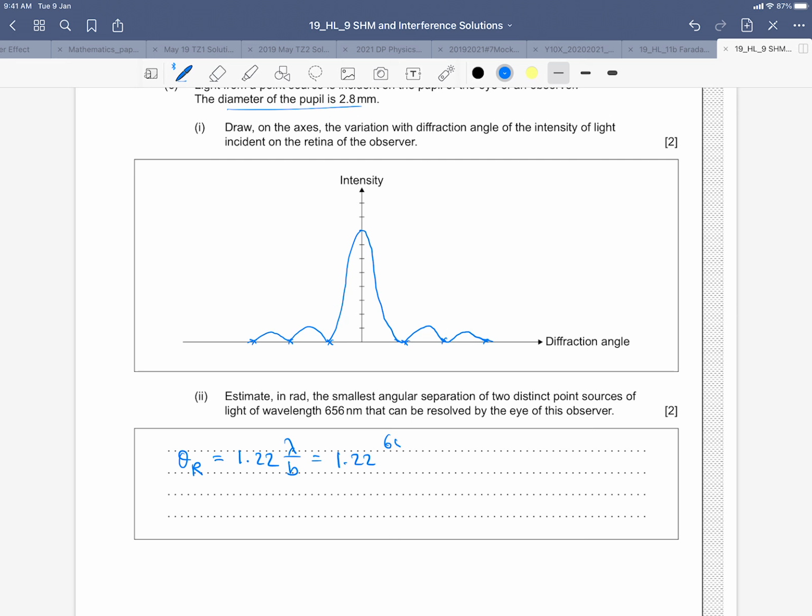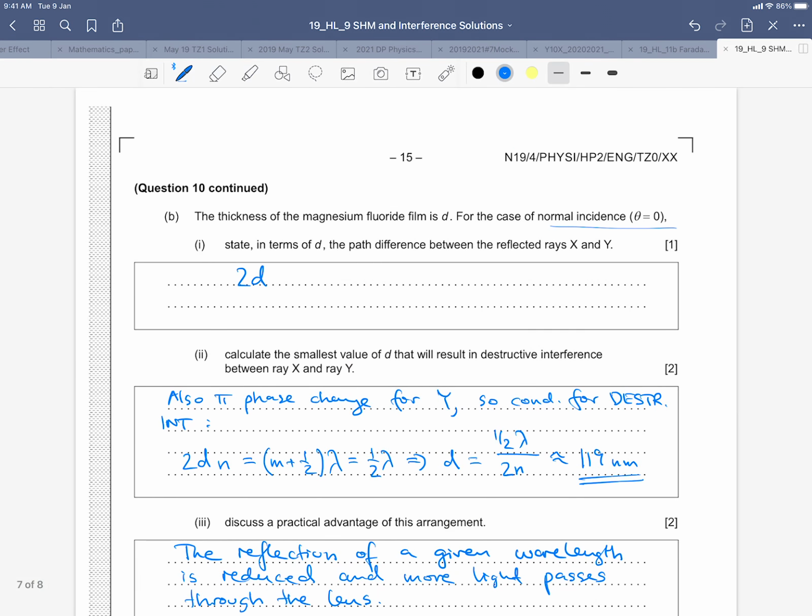And we then just plug in what we know, and the diameter is 2.8 millimeters, right? So that's 0.0028 meters. And then we get around 2.9 times 10 to the negative 4 rad. That is the smallest angular separation that allows us to resolve the 2 point sources. Okay, that's it. Bye.